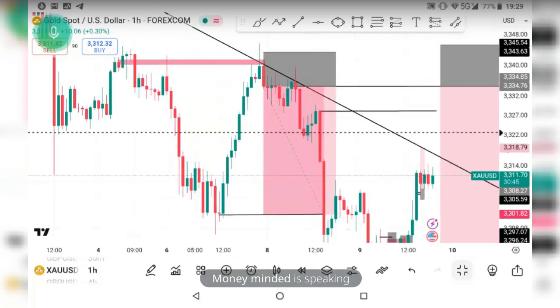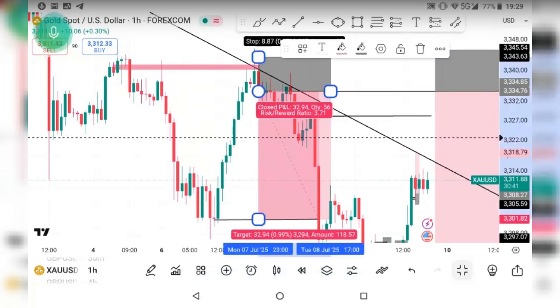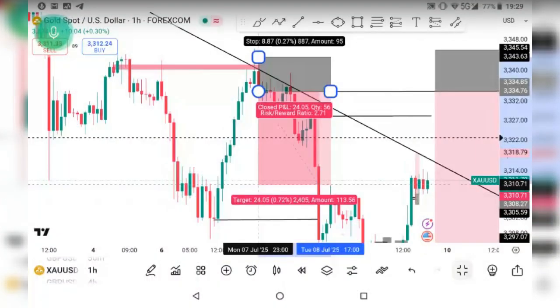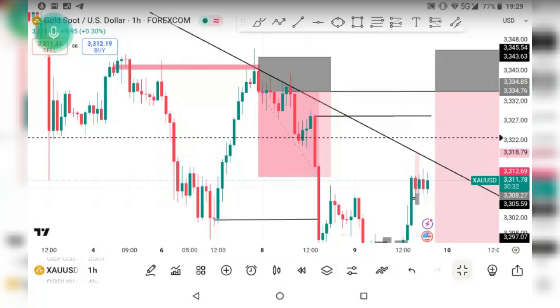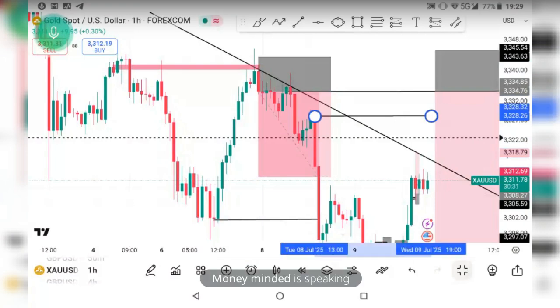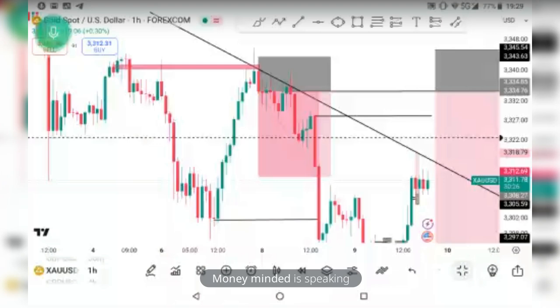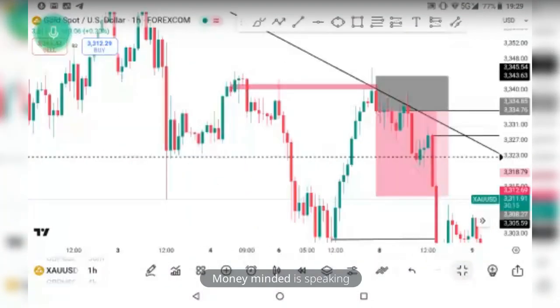So target 1:3 or 1:2. As a newbie, target 1:2, 2.50. That's what I always say. Target 1:2.50. Like that. That's how you use the confirmation pattern. The moment you find the confirmation pattern at your point of interest, do not hesitate to buy or sell.